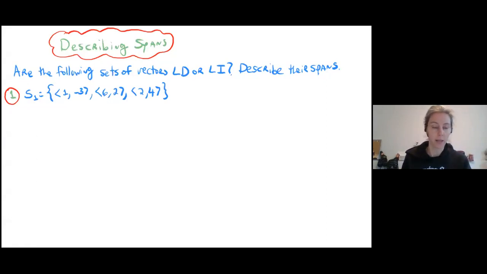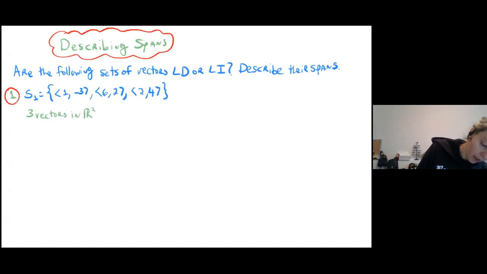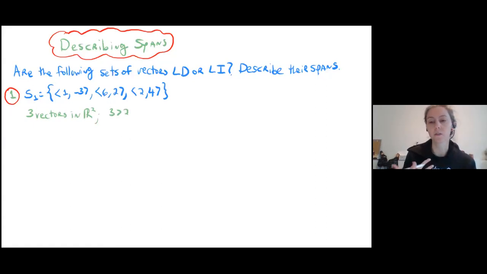So the first set we have, S1, is the set (1, -3), (6, 2), (2, 4). What I notice here is that we have three vectors in R2. 3 is bigger than 2. So we have a theorem that tells us that these vectors must therefore definitely be linearly dependent.